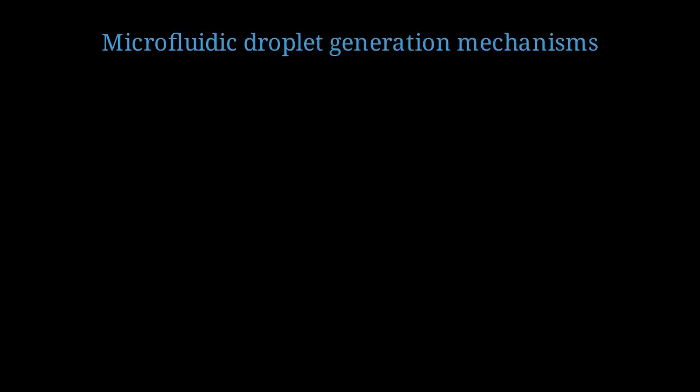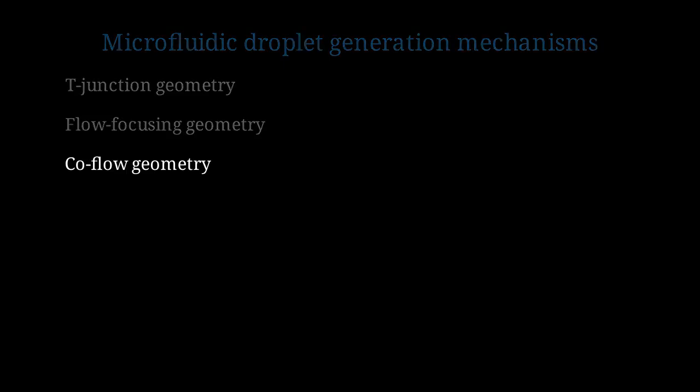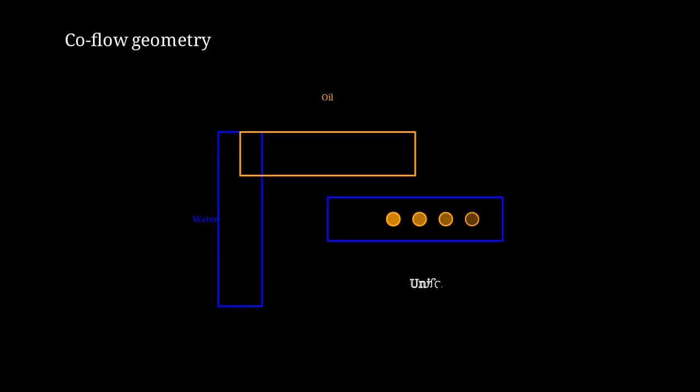There are several mechanisms for generating droplets in microfluidic devices. The T-junction is one of the simplest geometries, where two fluids meet at a perpendicular intersection. Flow focusing uses a constriction, where the continuous phase squeezes the dispersed phase from multiple directions. Co-flow involves parallel streams, where one fluid is injected inside another. This diagram shows a T-junction device. The oil phase enters from the top, and the water phase flows horizontally. At the junction, uniform oil droplets are pinched off and flow downstream.